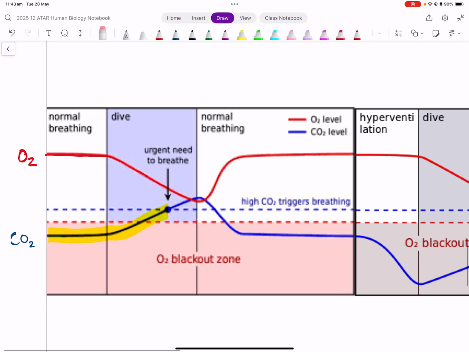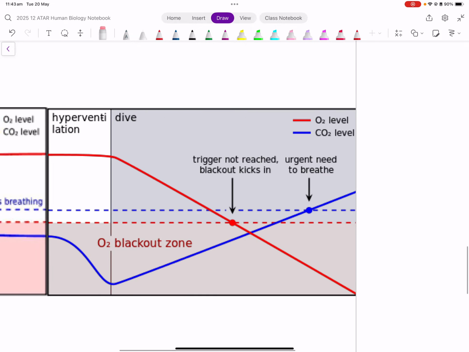Now, a really interesting case with hyperventilation is having a look at diving. So in hyperventilation, as we discussed, the amount of oxygen doesn't increase too much. We do, however, get rid of a much larger quantity of carbon dioxide. Now, removing that amount of carbon dioxide means that we start at a much lower level, and it takes us far longer to reach that stimulus and that urgent need to breathe.